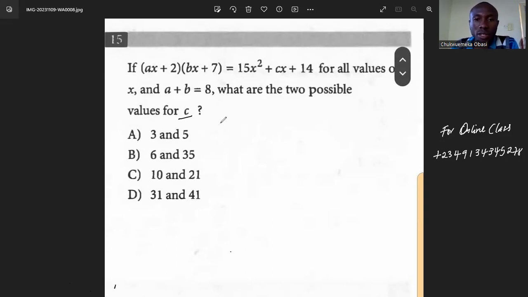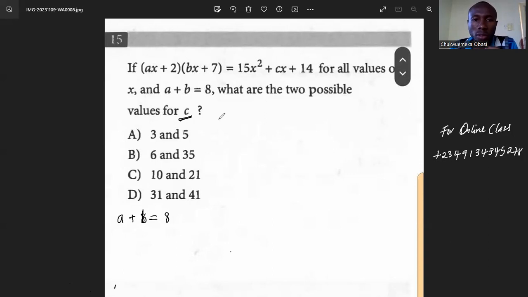All right, in this question we want to find the possible values of C. We are given that (ax + 2)(bx + 7) is equal to this quantity for all values of x, and we have a plus b is 8. So I want to keep it somewhere here: a plus b is equal to 8, because we might need it along the line. So what are the possible values of C?